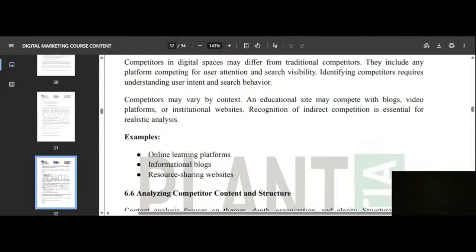So let us see few examples in that. Online learning platforms, informational blogs, and resource sharing websites.